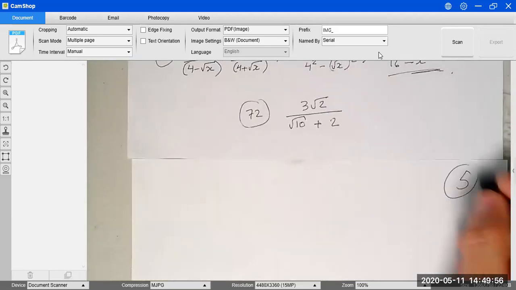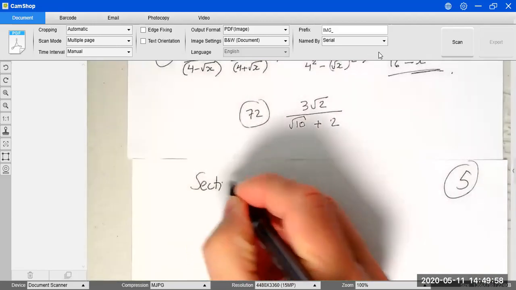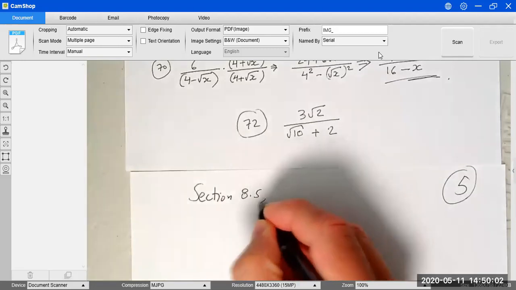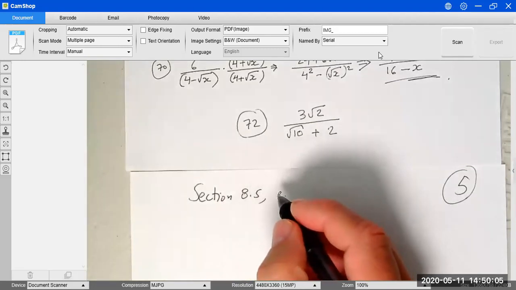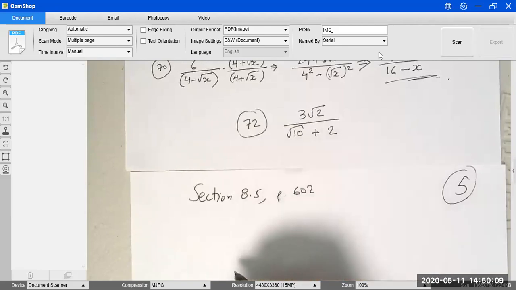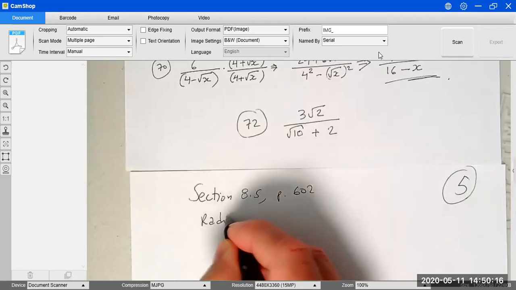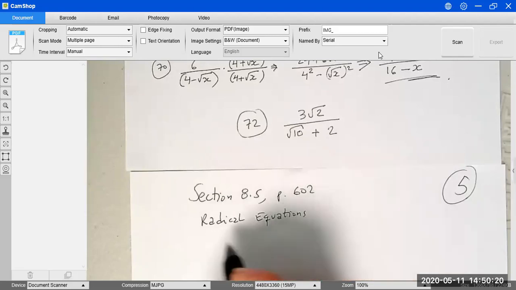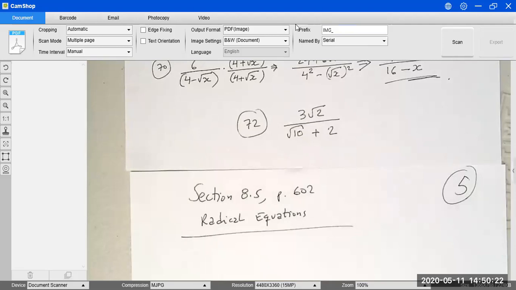This section is on page 602 and it's about radical equations. So that's the last section that we're going to cover from this chapter.